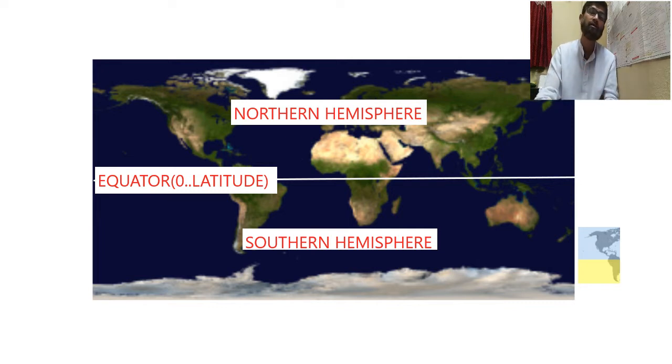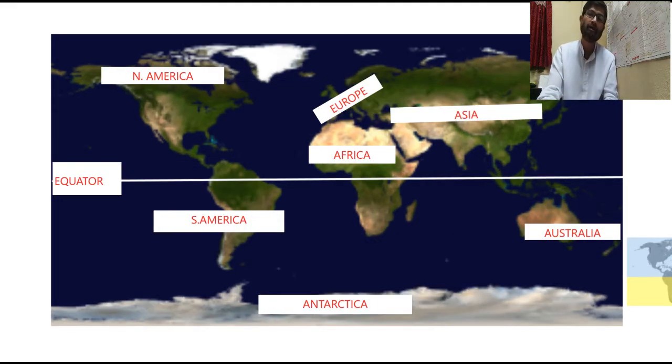Let's see which continents are part of this northern and southern hemisphere. Begin with Asia, Europe, North America, almost half of the African continent are the part of northern hemisphere. Australia, rest of the Africa, South America, Antarctica, these are the part of southern hemisphere. Okay, you got this?